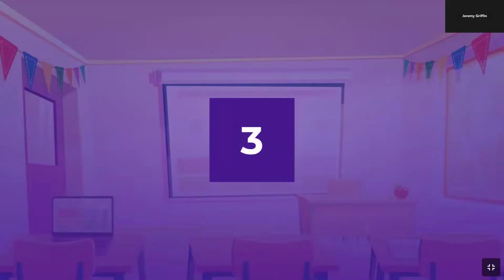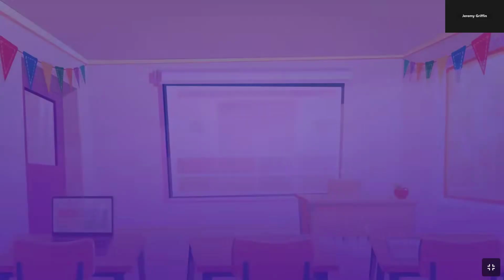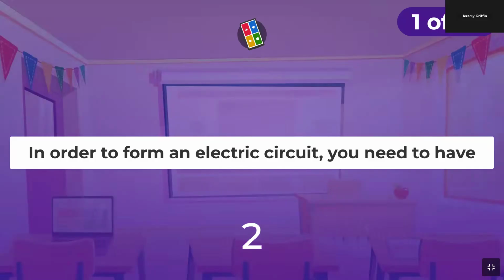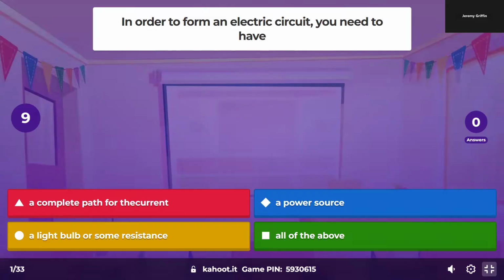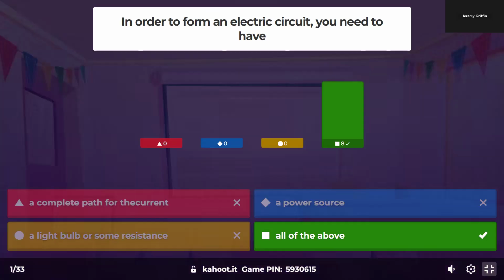Circuits. In order to form an electric circuit, you need to have all the above. Nice. Right. So definitely a power source, right? Like a battery could be the voltage source, the source of energy. Ideally a resistor, because if you don't have any kind of resistance, then you just create a short circuit. That's like if you attach a paper clip to the leads of the battery, it'll make it really hot, right? And it'll short the battery.